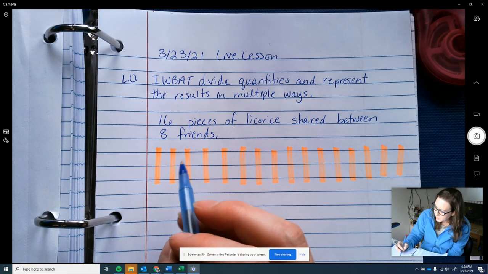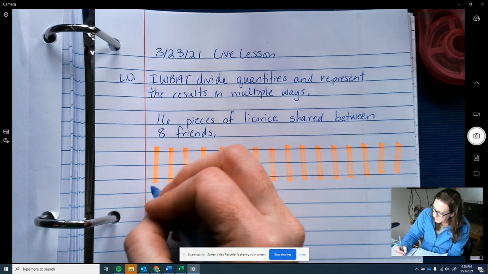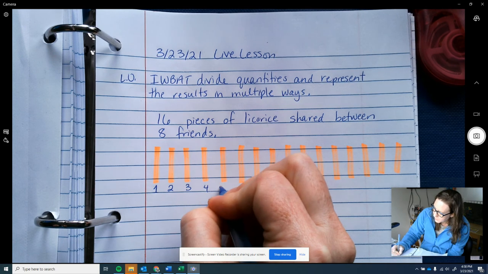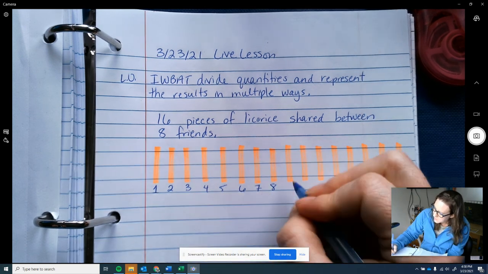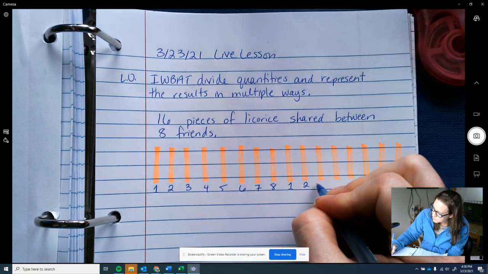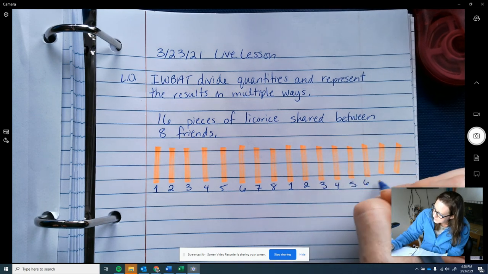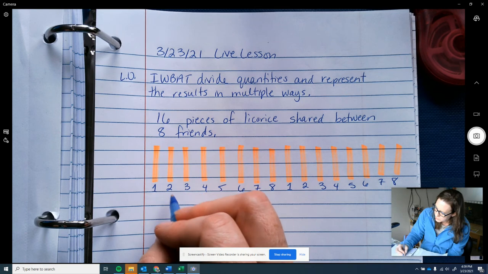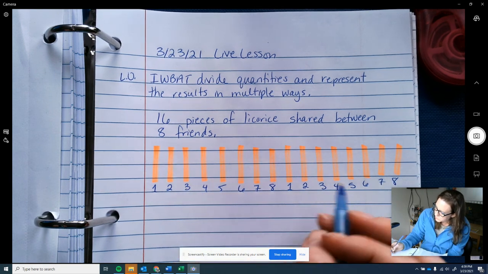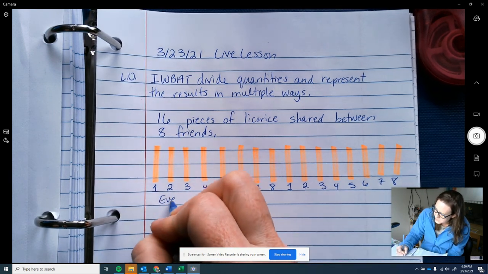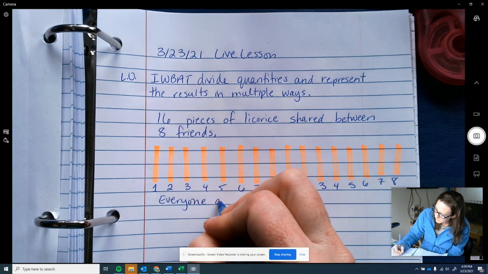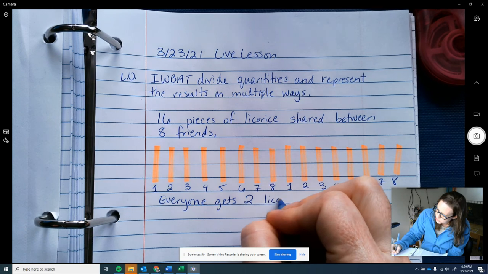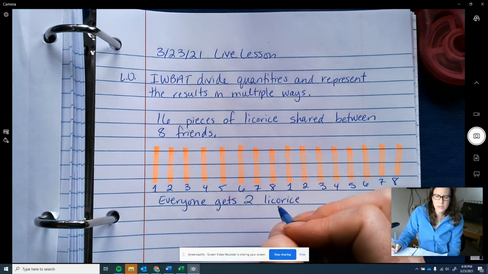Some of you said, well, I'm going to give this to person one. I'm going to give this to person two, three, four, five, six, seven, eight. I'm going to give this to person one, two, three, four, five, six, seven, eight. And so person one got 2 licorice, person two got 2 licorice, person three. So everyone gets 2 licorice.